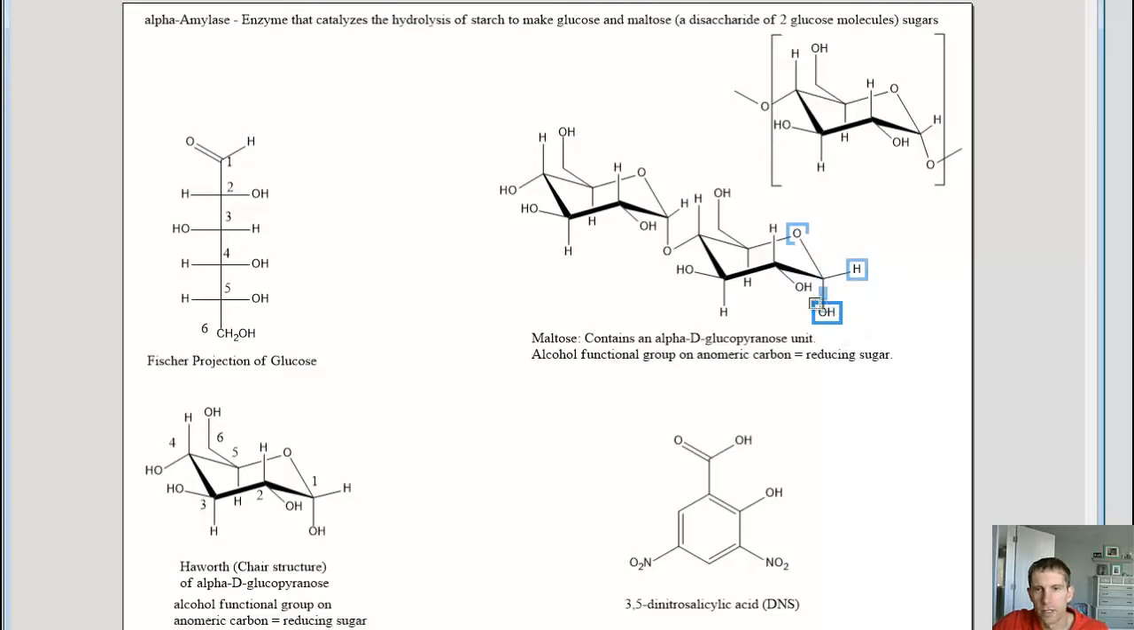We have an alcohol here. This can open up, very similar to what we talked about here, to form a free aldehyde functional group where now this carbon-oxygen bond right here would then have the double bond. That would be our aldehyde functional group. So this ring could open. We could then have an ability to oxidize this, which could reduce something else like dinitrosalicylic acid.